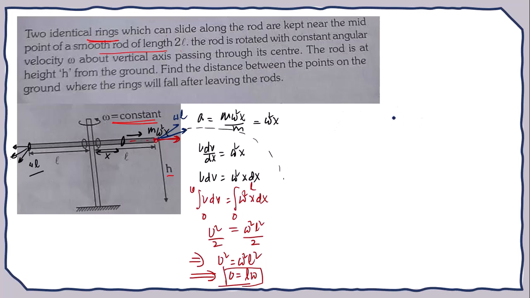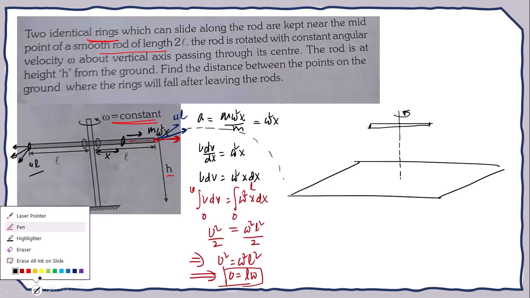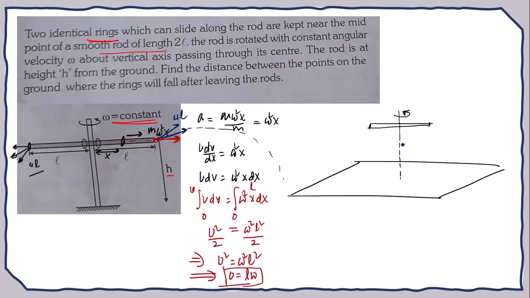So let us do this in a 3D way. So what is happening over here? Let us say this is the plane, the XY plane. Here the rod is located, and the rod is like this. So this is the rod. The rod is rotating in this plane. Let us say this is the Z axis, this is our X axis and these are the Y axis.